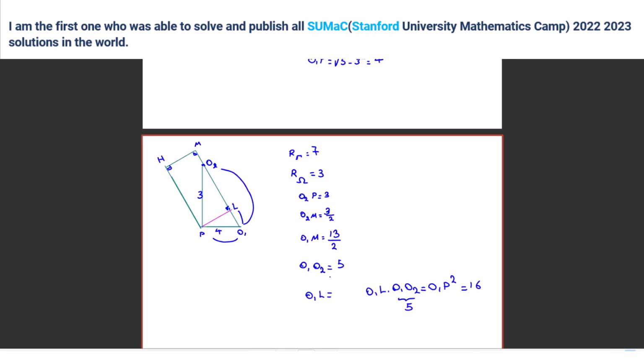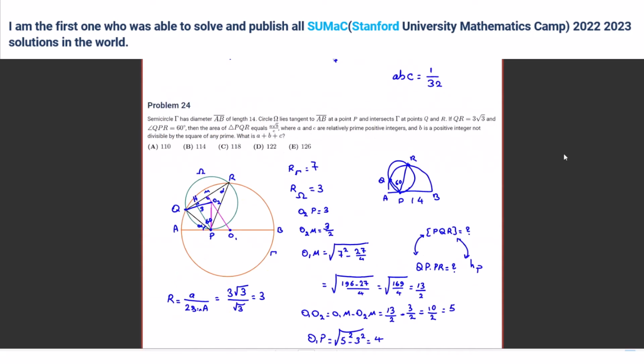Yeah. Okay, so PH is what? So PH... Oh, 13 over 2 minus 16 over 5. So... 33 over 10. It's 65 minus 32, right? Over 10. Yeah. 33 over 10. So with 33 over 10, we found the area.